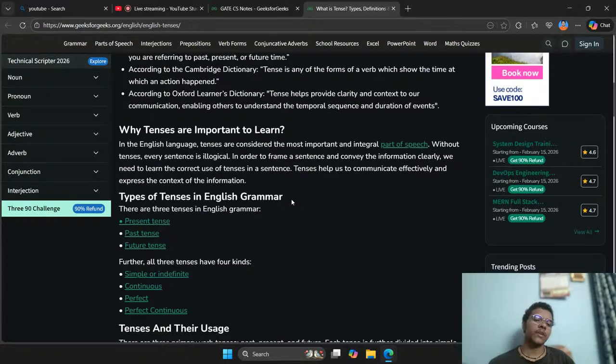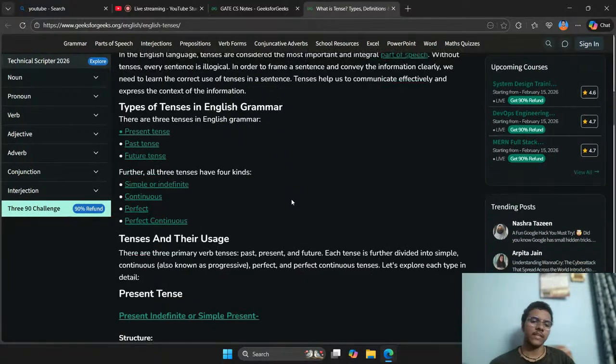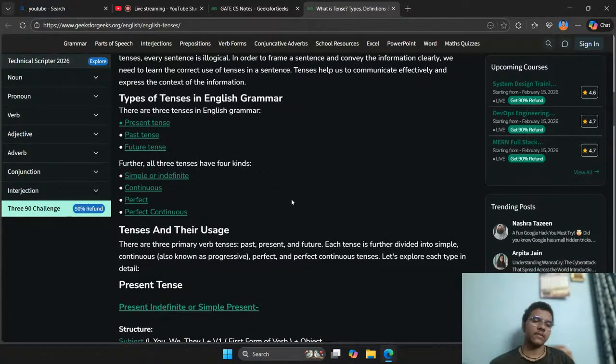Why tenses are important to learn. In English language, tenses are considered the most important and integral parts of speech. Without tenses, every sentence is illogical. In order to frame a sentence and convey the information clearly, we need to learn the correct use of tenses in a sentence. Tenses help us to communicate effectively and express the context of the information. There are three tenses in English grammar.